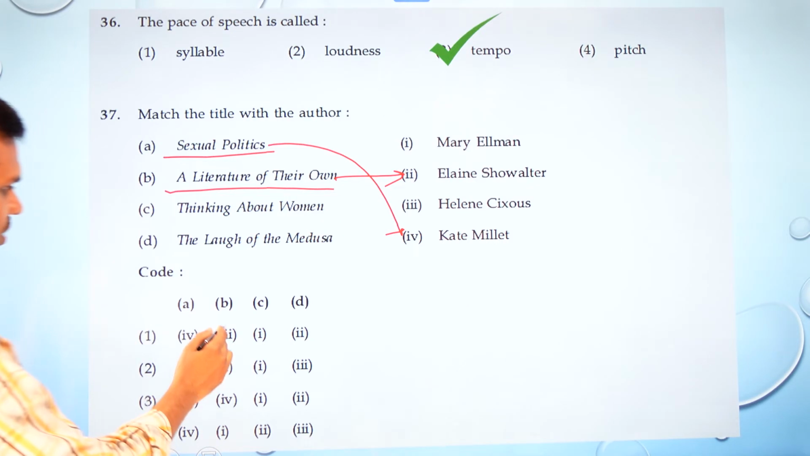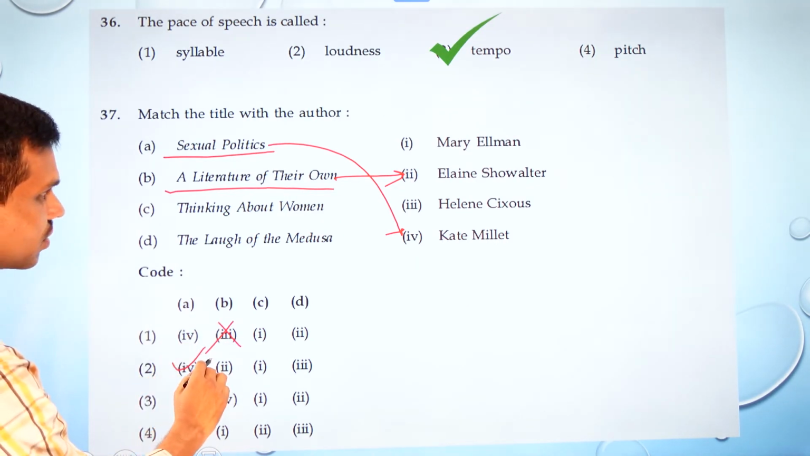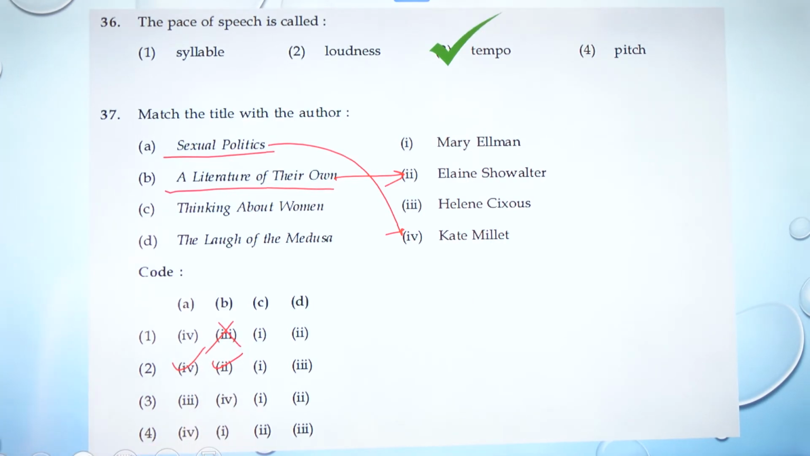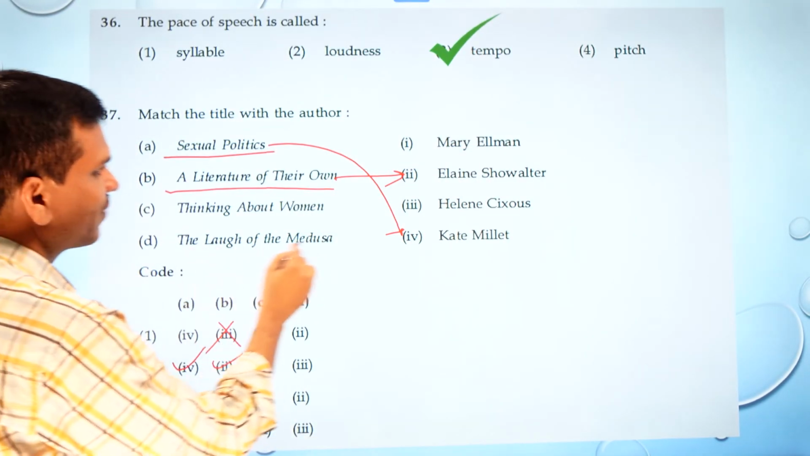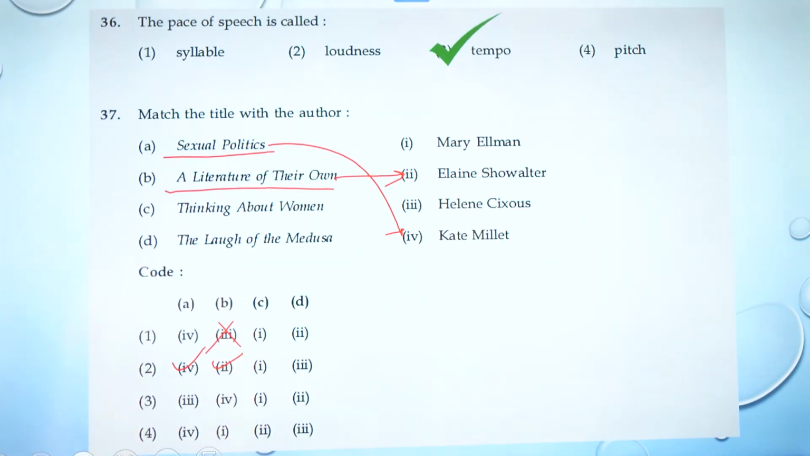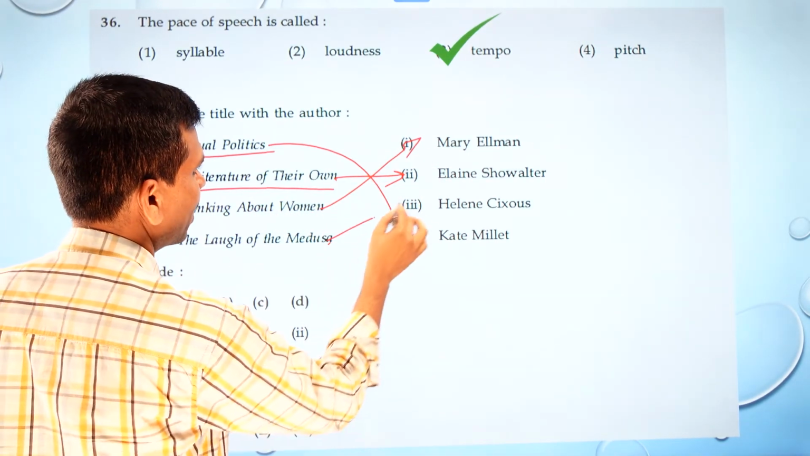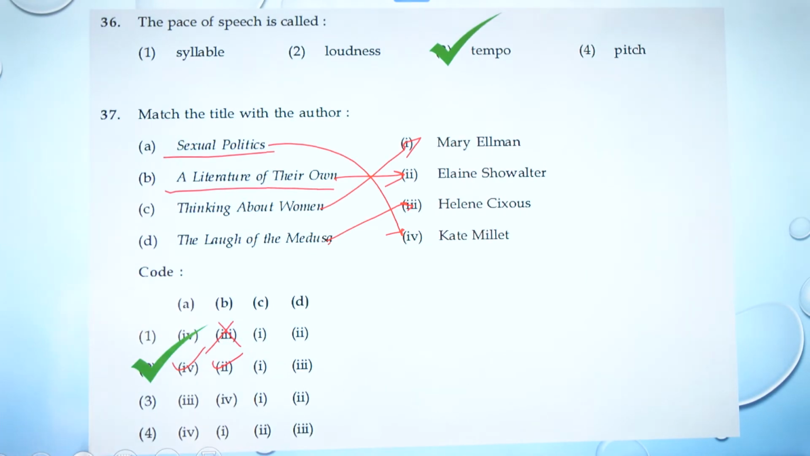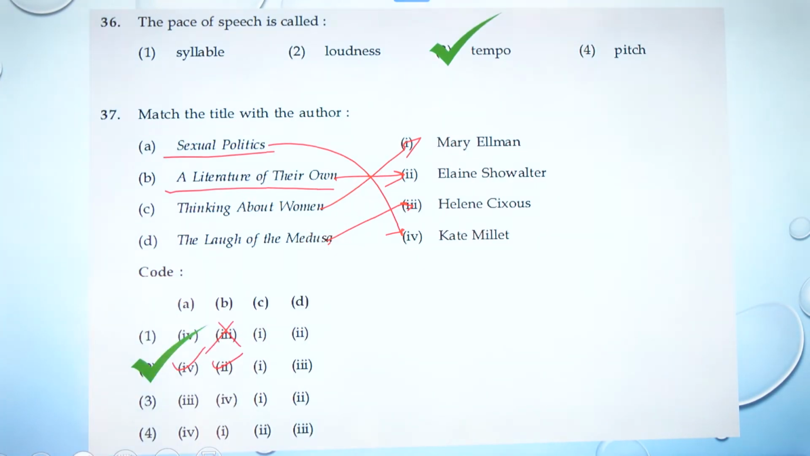So 4 and 3, it is not the correct option. 4 and 2. Now this is 4 and this is 2. You just have to recognize one another's work. Thinking About Women, Mary Ellman, and The Laugh of the Medusa, Helen Cixous. So here you can see that the correct option would be number 2, and this is written by Mary Ellman, and here The Laugh of the Medusa by Helen Cixous. So number 2 is correct.